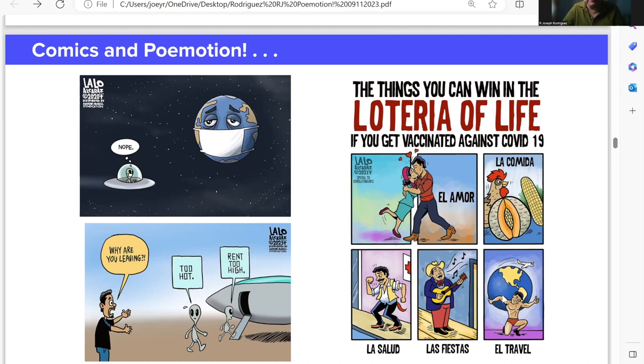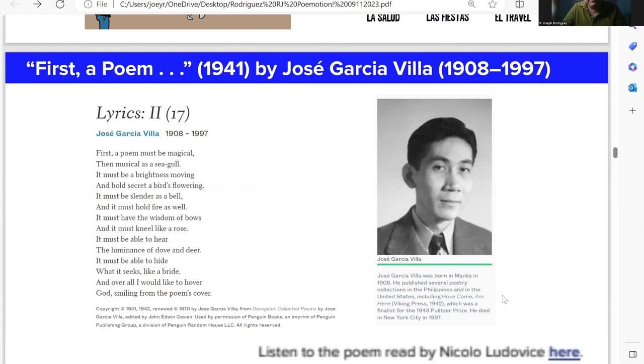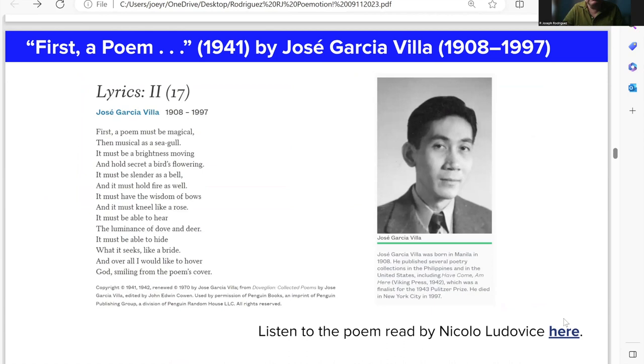We'll begin with a poem next by José García Villa. This poem will be read by Niccolo Ludovisi.